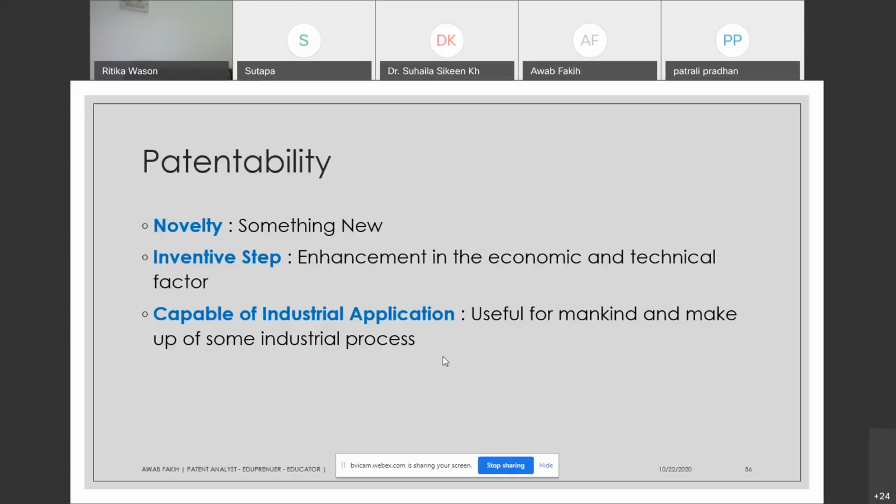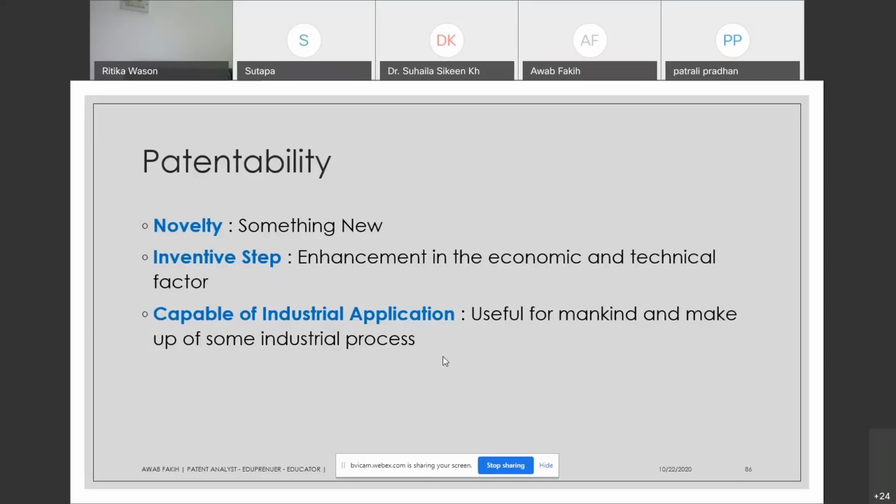The third one is capable of industrial application. Okay, so let's start discussing it. Let's start with the golden statement, my dear friend. It must be useful for humankind. Simple as that. It shouldn't be an application that does not give any benefit to humankind. It should have some industrial process involved, like alkalization, or any chemical process or anything.